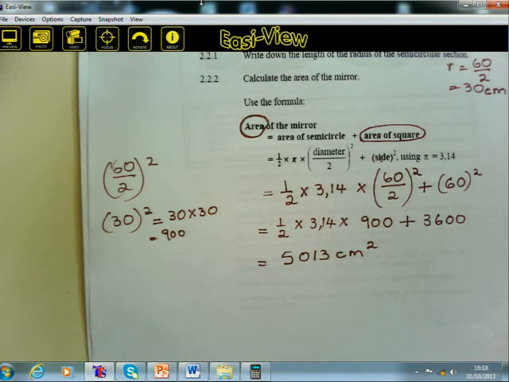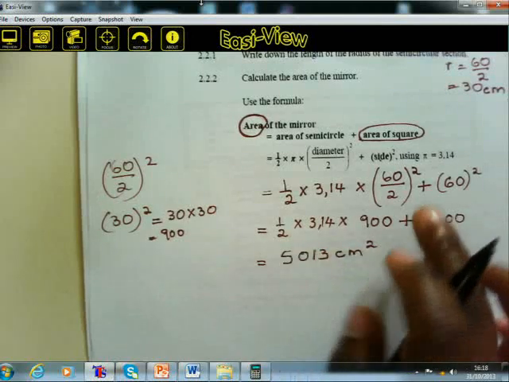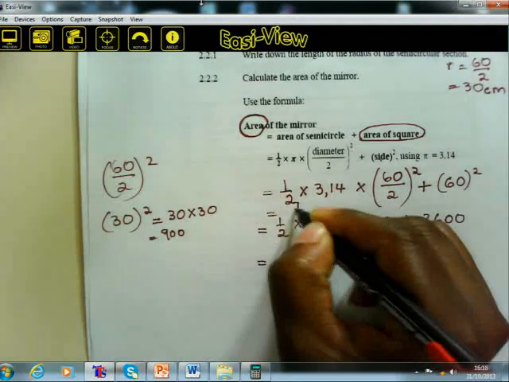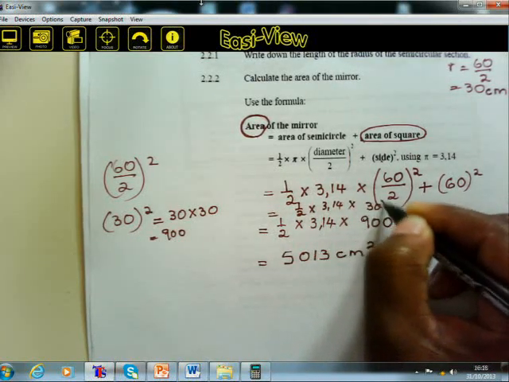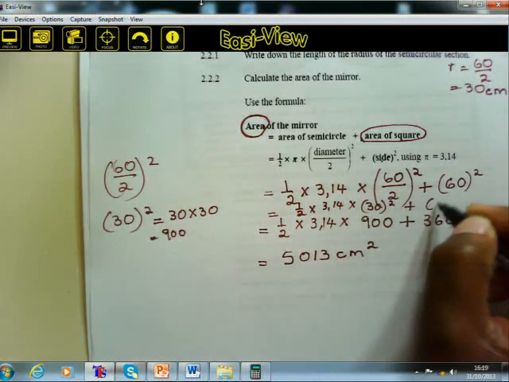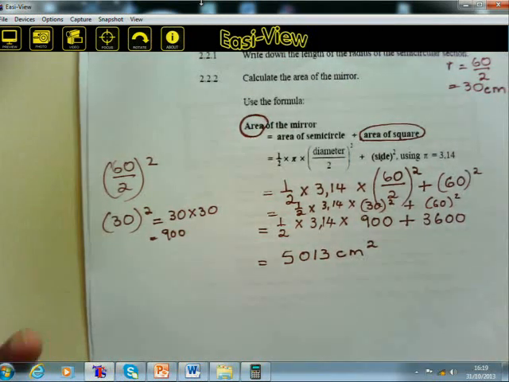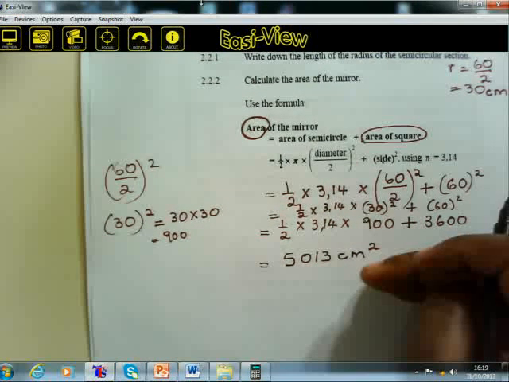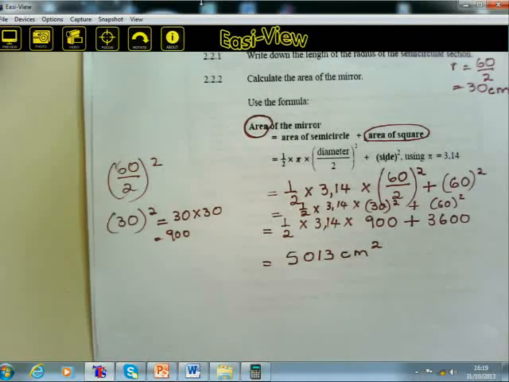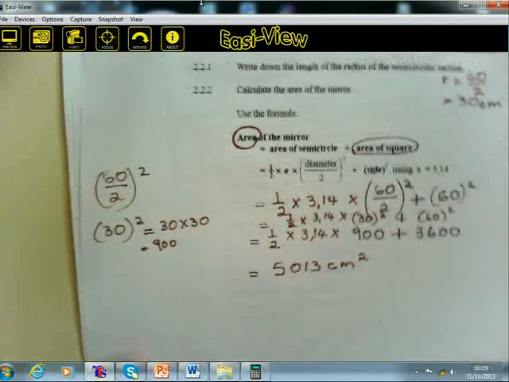So don't panic, just make sure that you substitute correctly, and then after substituting correctly, don't just rush into getting the final answer. Make sure that you show your steps. Even if you can start by saying here 1/2 multiply by 3.14 multiply by 30 squared and then plus 60 squared, nobody will say anything to you. You are just doing this to make sure that you get to the correct final answer. Thank you. Let us move to the next one.